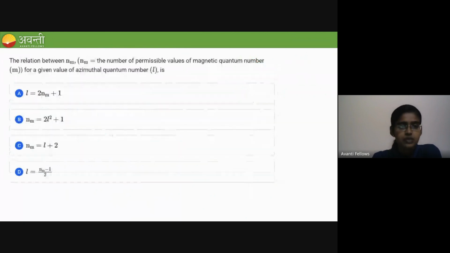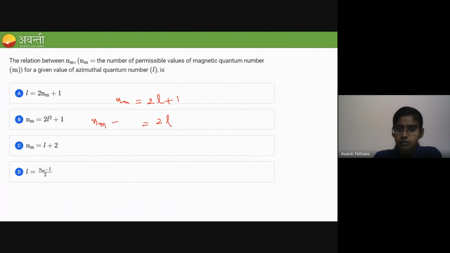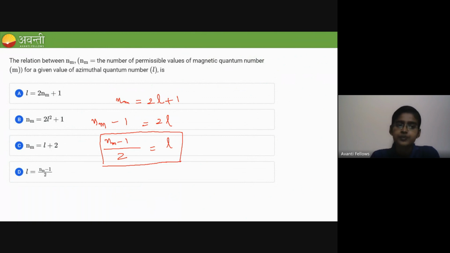Now let's move on to the next question. The relation between nm, the number of permissible values of the magnetic quantum number, for a given value of azimuthal quantum number L is? We know that the relation between the magnetic quantum number and azimuthal quantum number is nm is equal to 2L plus 1. So 2L is equal to nm minus 1, and L is nm minus 1 by 2. So L is equal to the number of permissible values of magnetic quantum number minus 1, by 2. So option D is the correct answer.